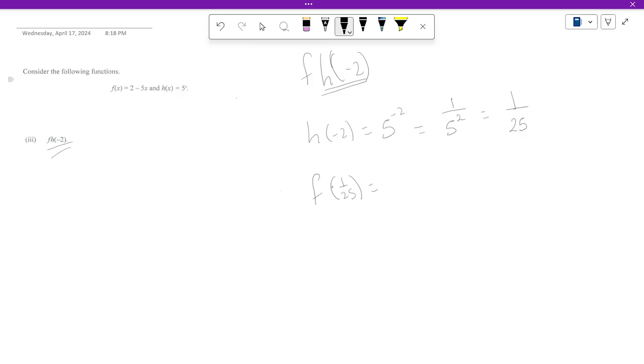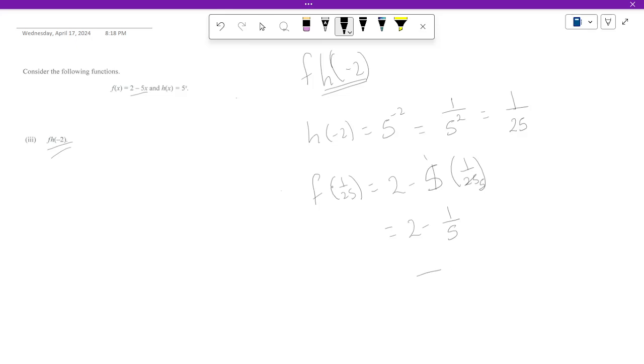Remember again, for f, it's 2 minus 5x. So it's going to be 2 minus 5, where we see x, now we're going to put 1 divided by 25. We're going to simplify. 5 1's are 5, 5 5's are 25. So we're going to have 2 minus 1 times 1 is 1 over 5.